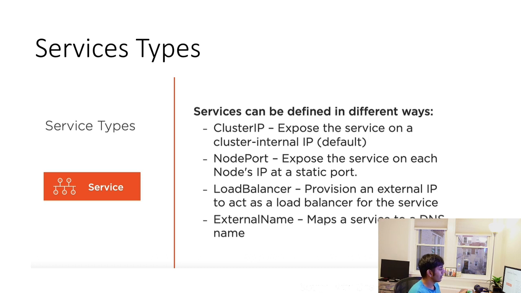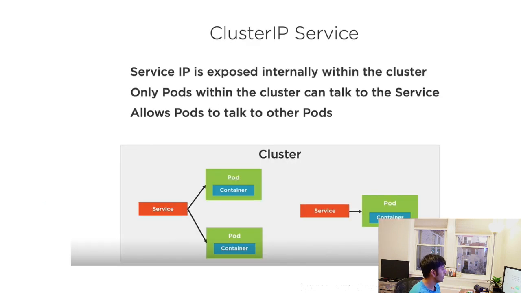First is the cluster IP, which exposes the service on a cluster-internal IP. Then we have a node port, which exposes the port. Then load balancers, as the name says. And an external name maps a service to a DNS name, like a domain name, if you want to map that.